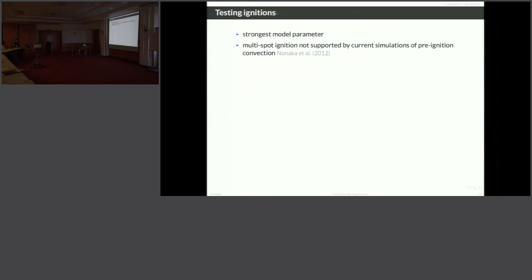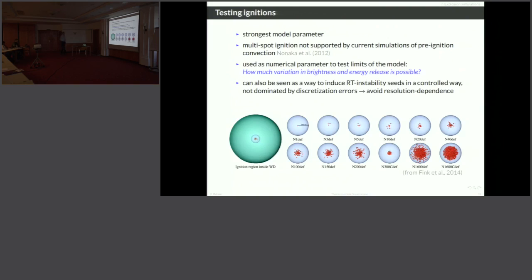Nonetheless, the parameters of these models were tested, and we tested first of all the model parameter, that is the ignition geometry, because this has the strongest impact on the outcome. Multi-spot ignition, as we discussed yesterday, is not supported by current pre-ignition convection simulations. It is, however, a strong numerical parameter, a strong modeling parameter, and you can use it to determine how much variation in brightness and energy release is possible in a turbulent deflagration in a Chandrasekhar mass white dwarf.